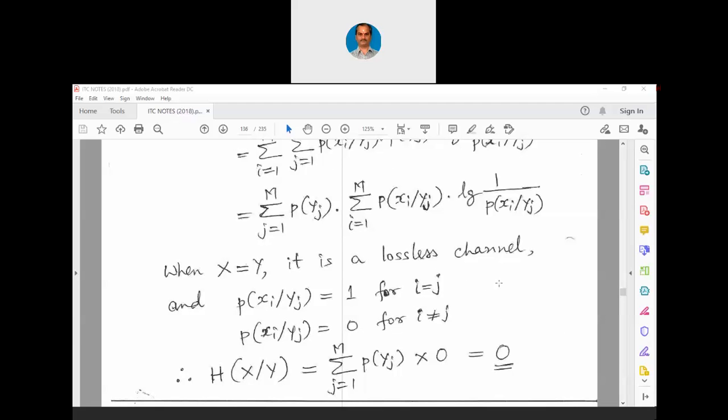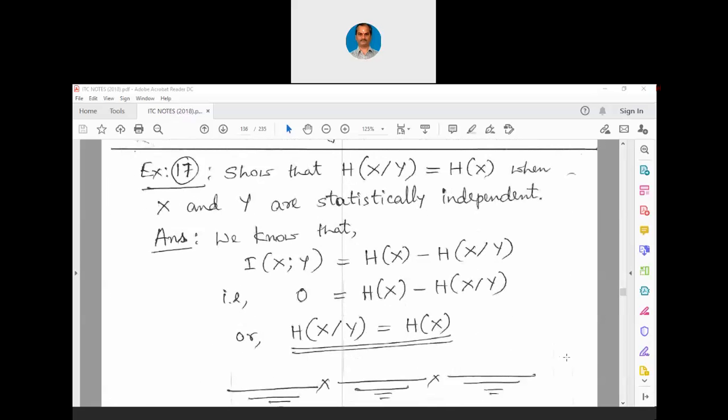So now, when the conditional probability xi slash yj itself is going to be 0, what is going to happen here now? H of x slash y is equal to summation of j equals 1 to m of p of yj into 0, that is going to be 0. This way, we have mathematically proven that when the transmission is 100% without noise, equivocation is 0. Mathematically, we have proven that.